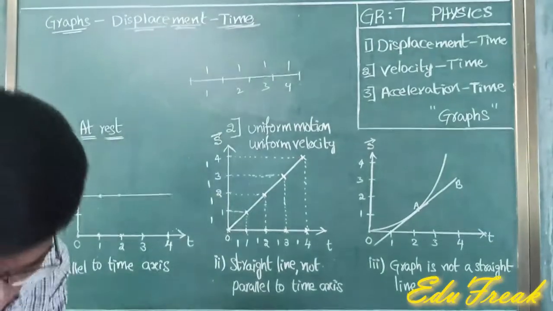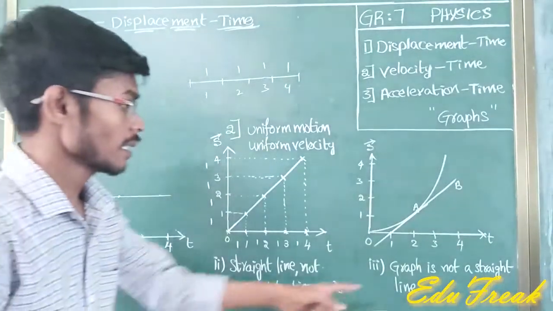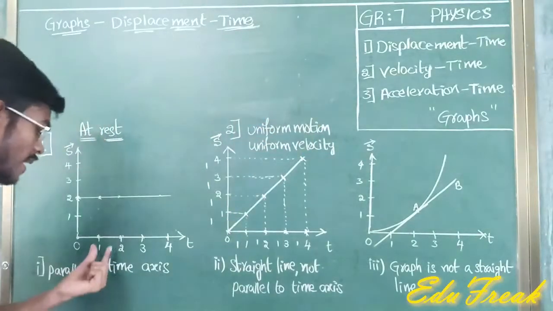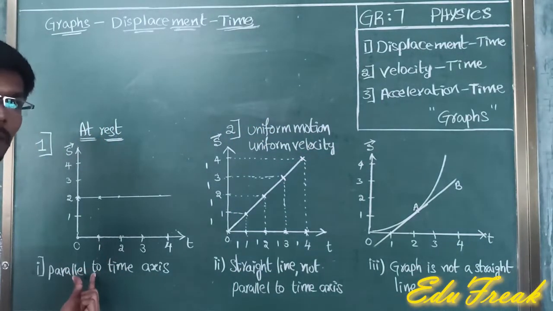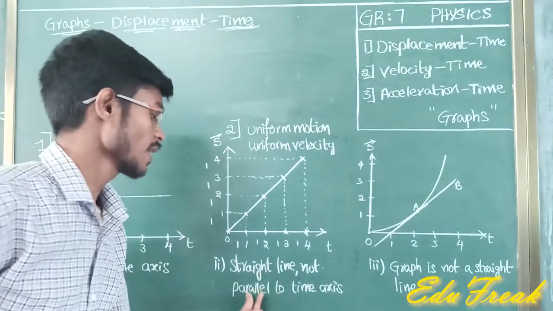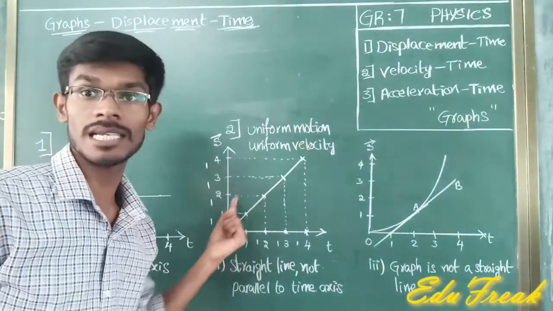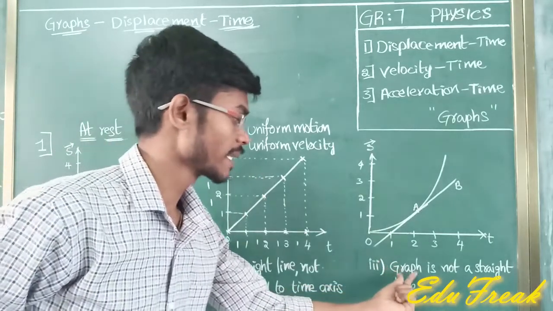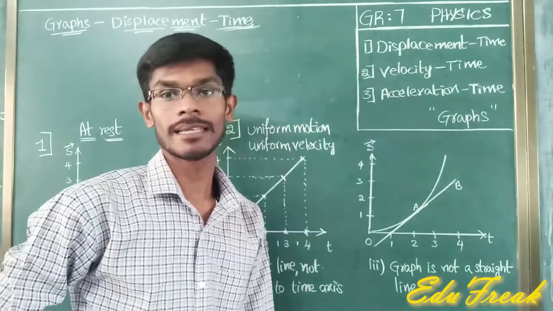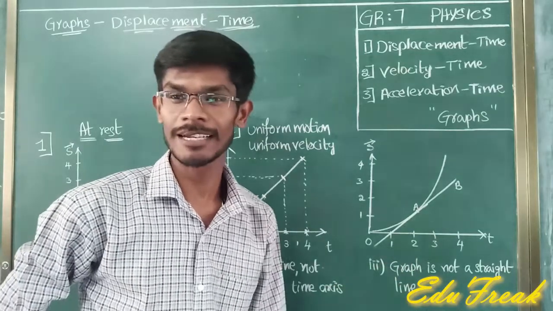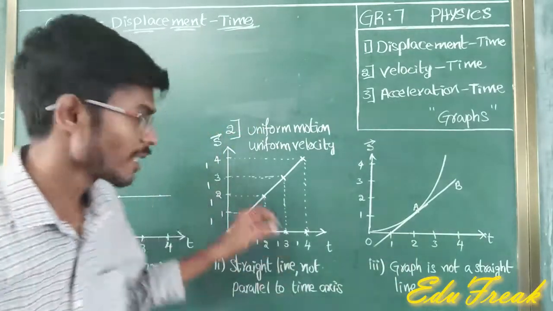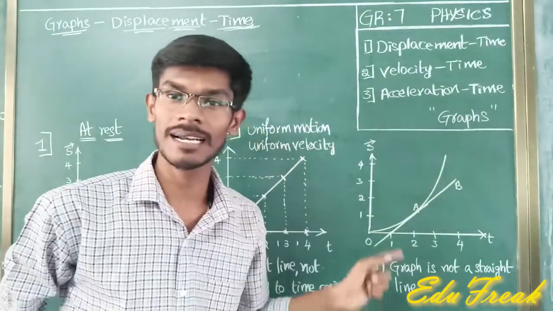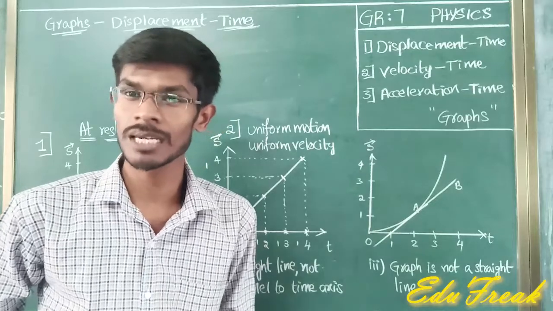Okay. Then the third case, where the graph is not a straight line. In the two earlier cases, the graph is a straight line parallel to the time axis, or a straight line not parallel to the time axis. In this case, the object is moving with uniform velocity. But here in this graph, it is not a straight line. If it is not a straight line, what will it represent? If it is a straight line, it is moving with uniform velocity. If it is a curved line or not a straight line, then what will it represent?